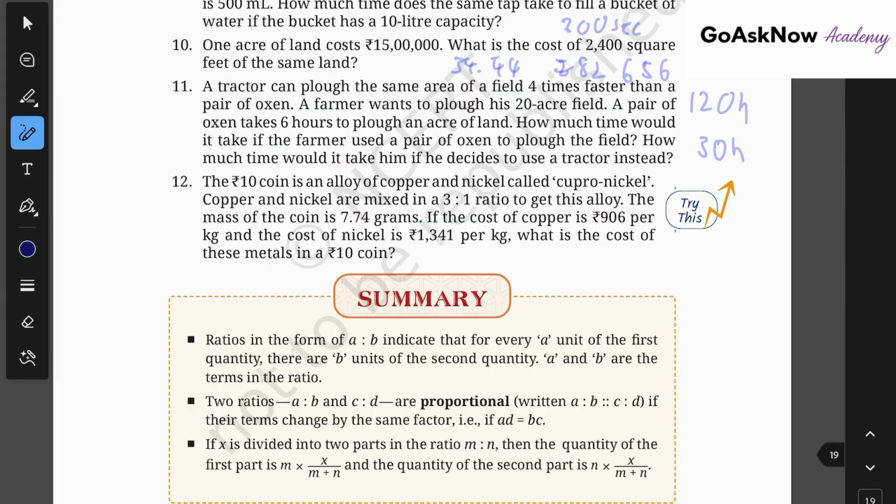Since we know there are 4 groups in total, 3 plus 1, we do 7.74 divided by 4 to find how much one group weighs. So we'll put N as nickel. So in a 10 rupee coin, 1.935 grams of it is nickel, and the rest is copper. C is copper. We put it as 5.805 grams. Let me just put this further back.